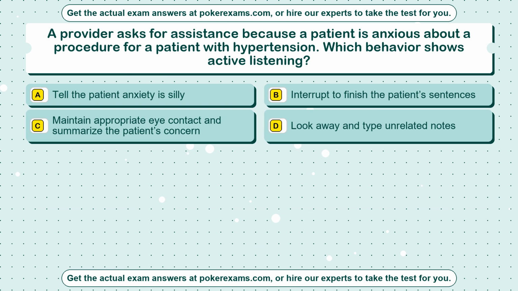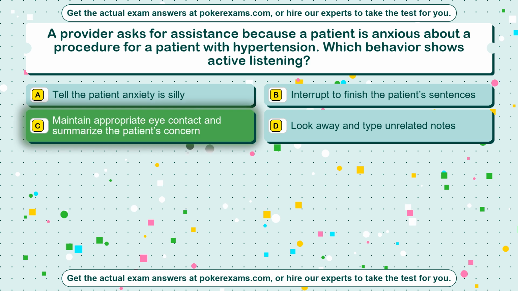Question 75. A provider asks for assistance because a patient is anxious about a procedure for a patient with hypertension. Which behavior shows active listening? Option A, tell the patient anxiety is silly. Option B, interrupt to finish the patient's sentences. Option C, maintain appropriate eye contact and summarize the patient's concern. Option D, look away and type unrelated notes.